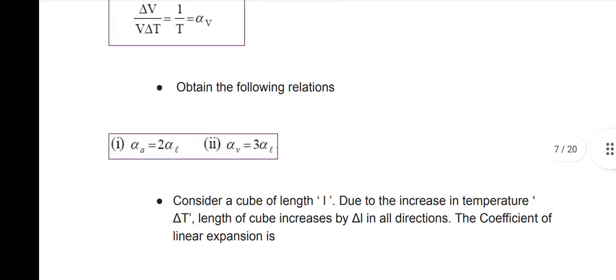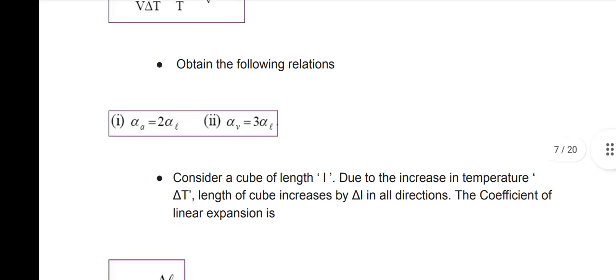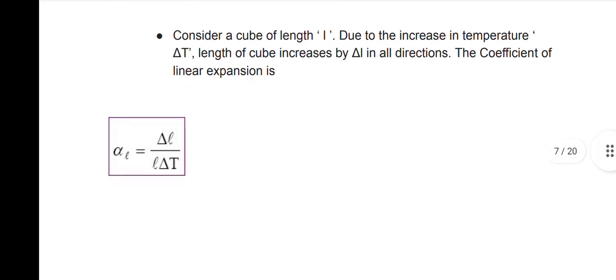We obtained the following relations. First, alpha A is equal to 2 into alpha L, the linear expansion coefficient, and alpha V, the volume expansion coefficient, is equal to 3 alpha L. Consider a cube of length L. Due to the increase in temperature delta T, the length of the cube increases by delta L in all directions. The coefficient of linear expansion is alpha L is equal to delta L divided by L into delta T.